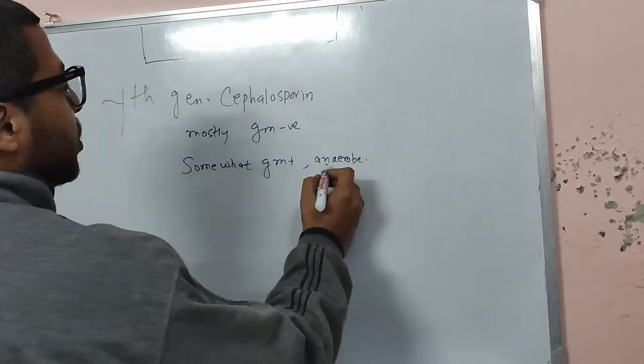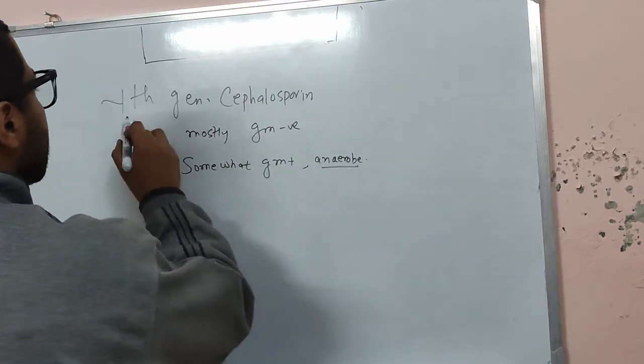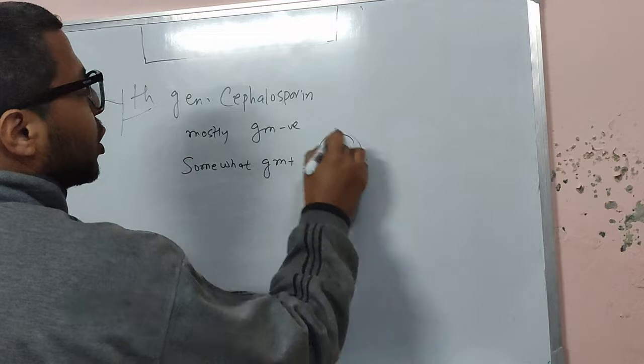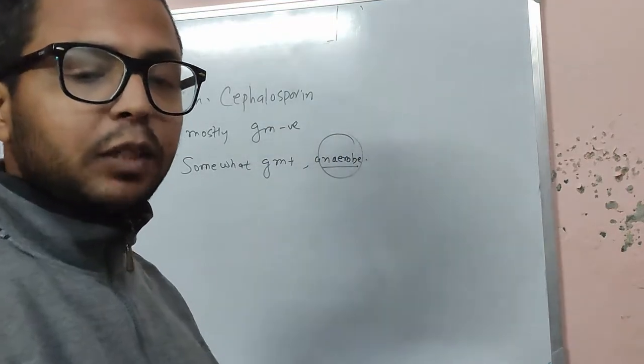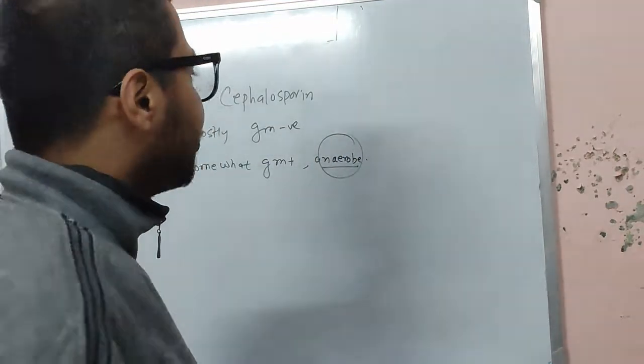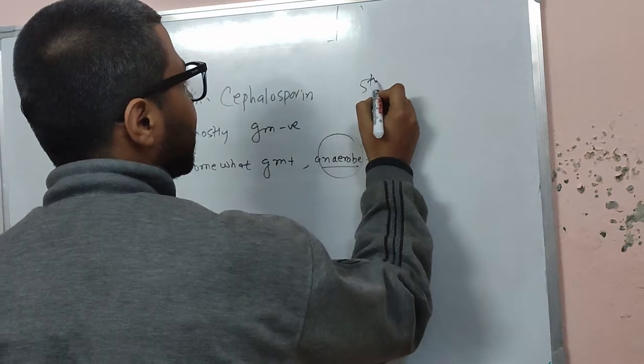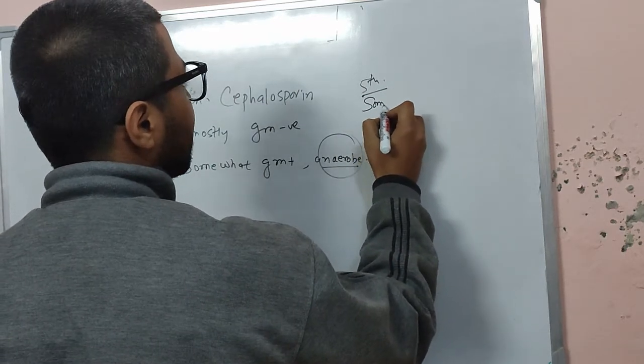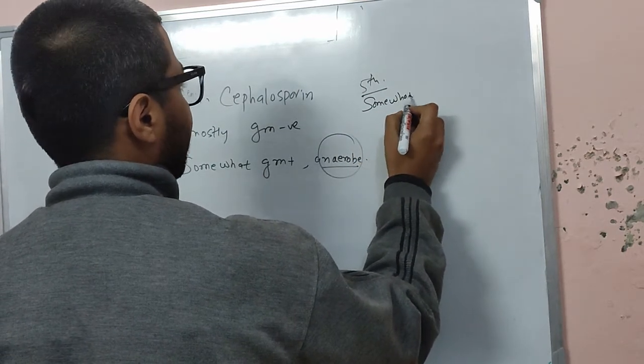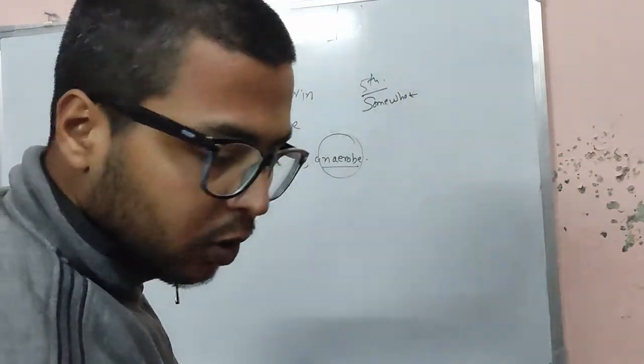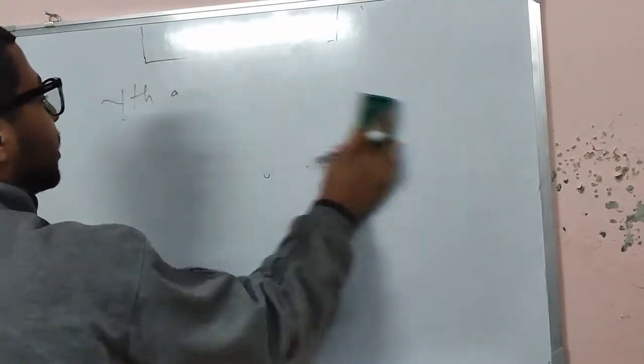So this is false, because third generation and fourth generation cephalosporin are not effective against anaerobes. Only fifth generation cephalosporin is somewhat effective against anaerobes. Only somewhat effective, okay? So this is the first question.